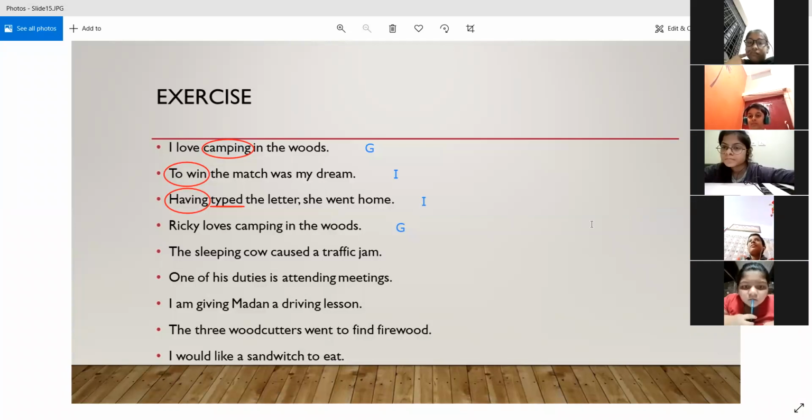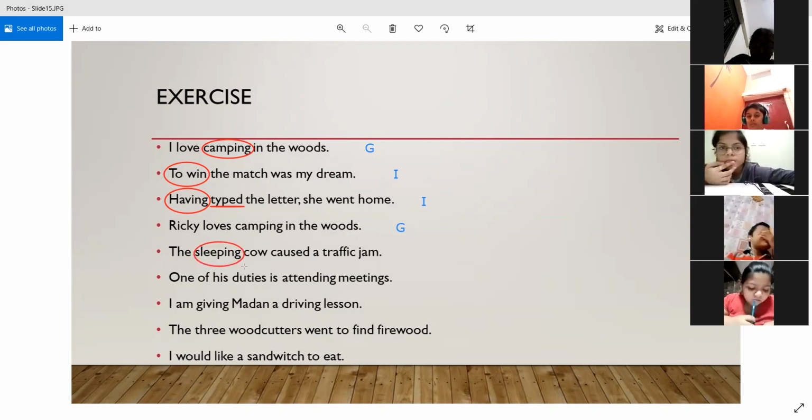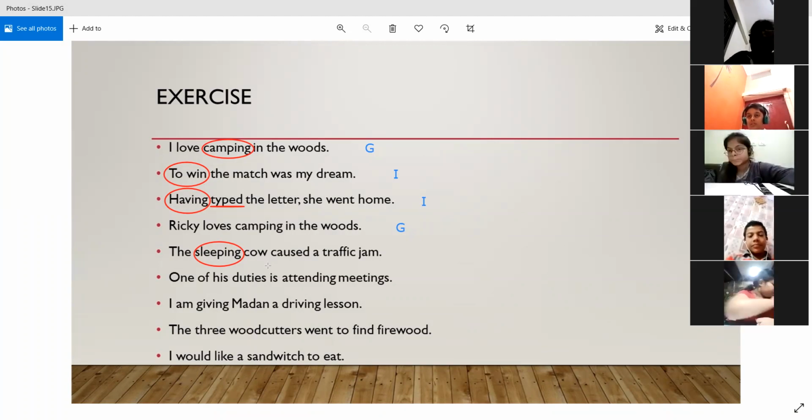So, the sleeping cow. Sleeping will be a present participle, because it is telling that because of the cow the traffic was jammed. It is an adjective describing the cow. What type of cow? Sleeping cow. An injured cow can also cause a traffic jam, right? A cow eating and standing in the middle of the road can also cause a traffic jam. Cows fighting can also cause a traffic jam. So all these are adjectives describing the cow.